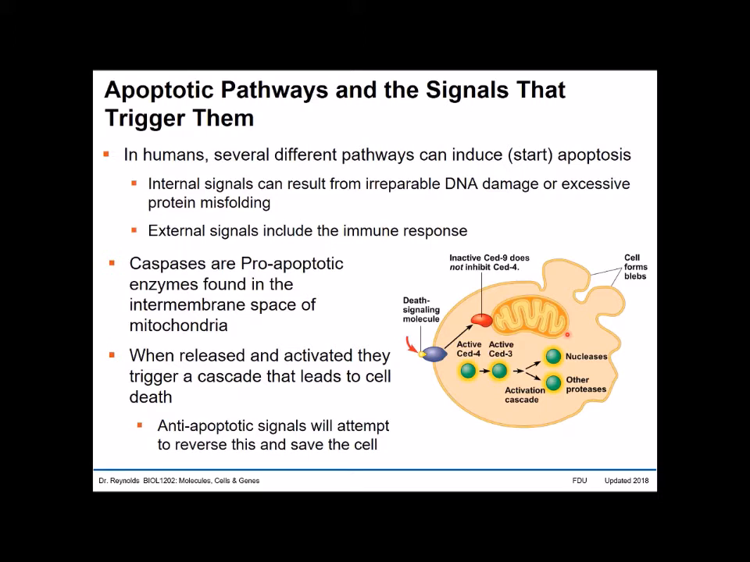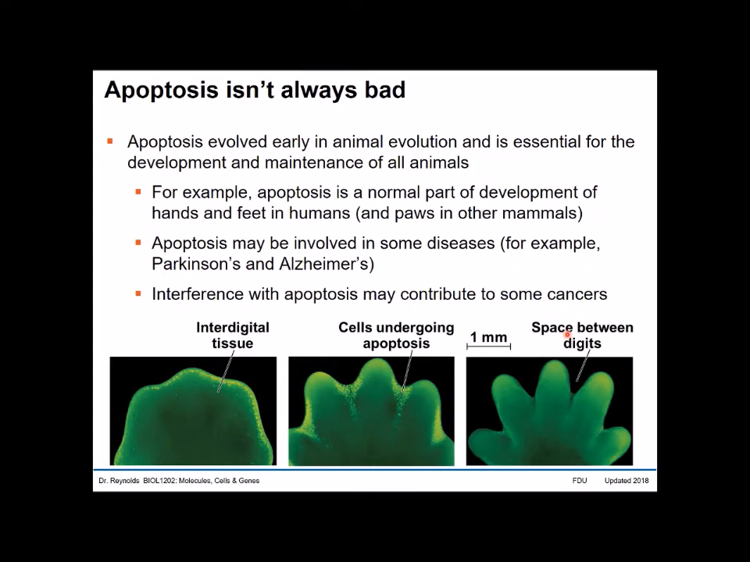Okay? It's a tightly regulated cascade of events. If it's a cascade of events, that provides lots of opportunities for you to amplify the signal or reverse it. Lots of opportunities to regulate it so that your cell doesn't commit suicide if you don't want it to. But it isn't always bad.